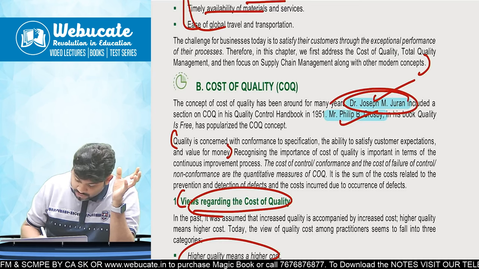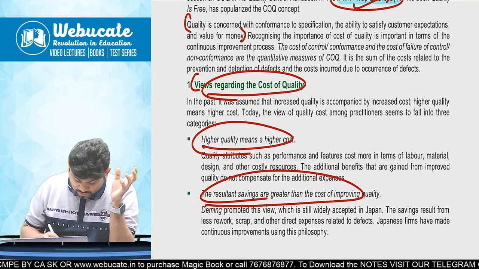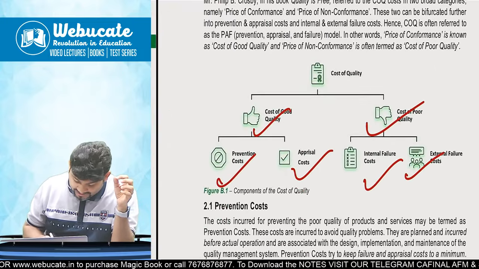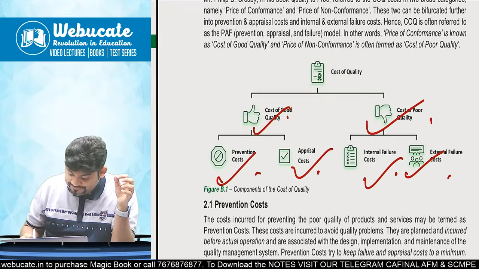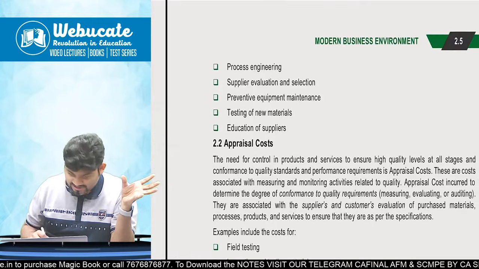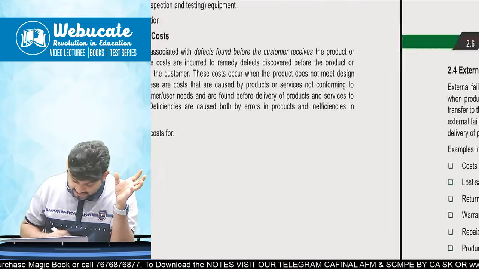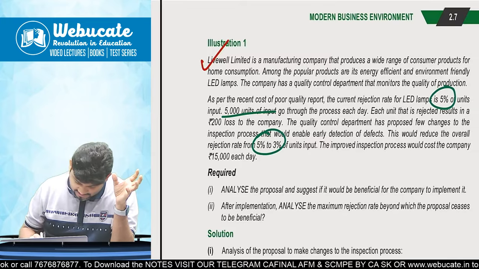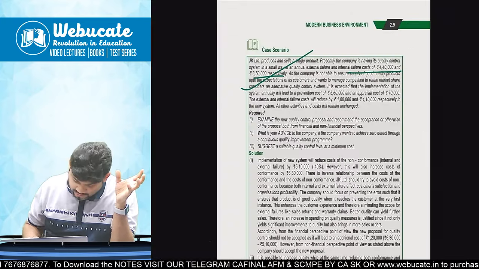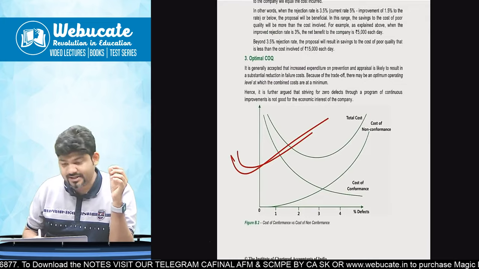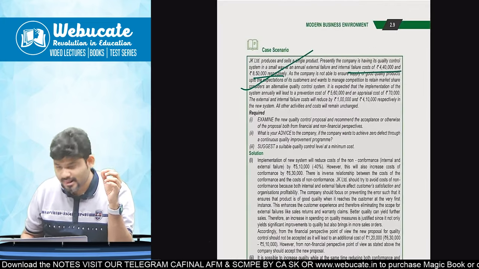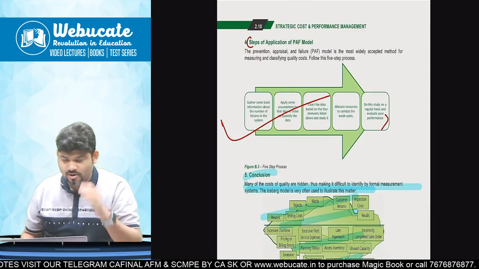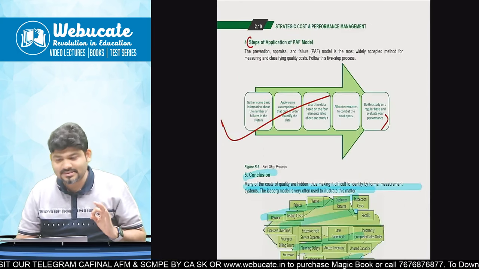Cost of quality, Joseph Juran, Philip Crosby, views regarding this, high quality means high cost, savings, components of quality, good, bad, prevention, appraisal, prevention cost, its examples, appraisal cost, internal failure, external failure, right? Then, two questions that now we are going to solve. Optimal cost of quality, its diagram. Everything is taken care of, right? Are you understanding, guys? Done?